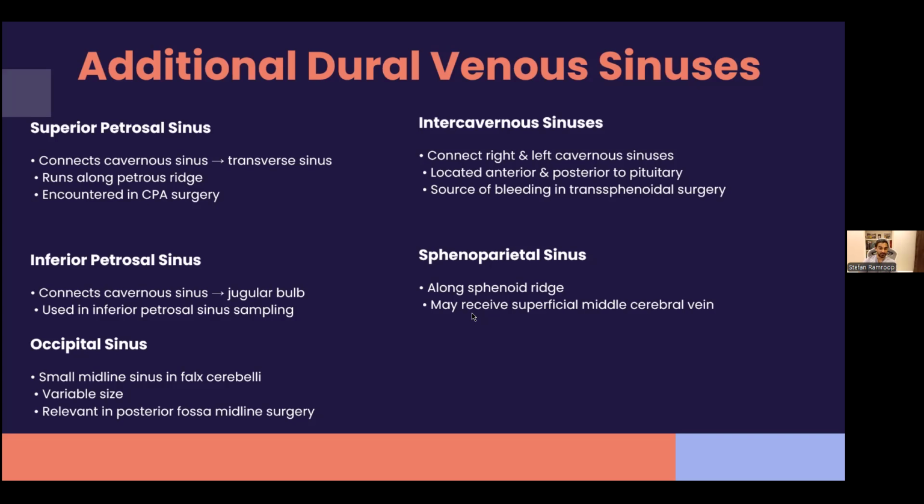The occipital sinus runs in the midline within the falx cerebelli, and though often it is small, it can be enlarged in cases of transverse sinus hypoplasia. It could be encountered in posterior fossa midline approaches.